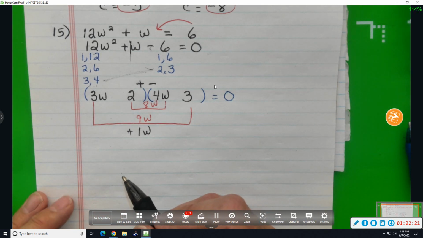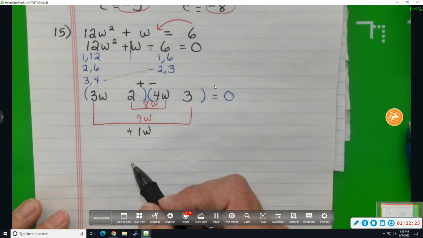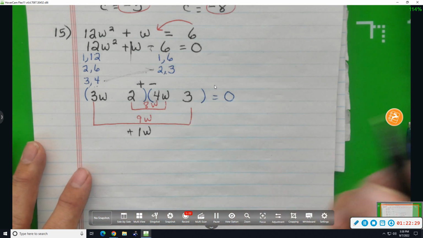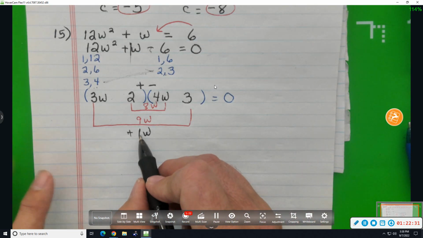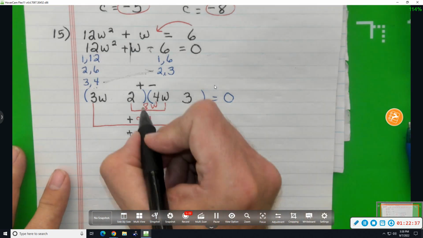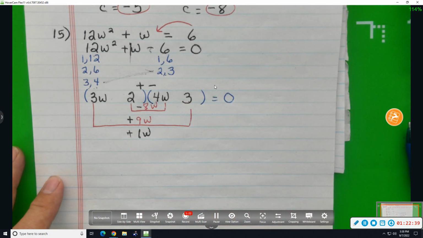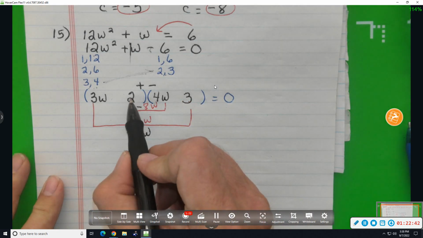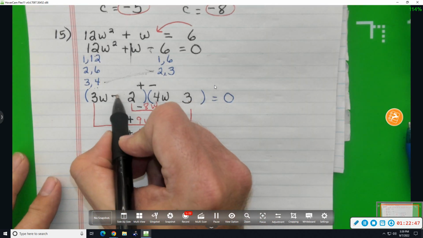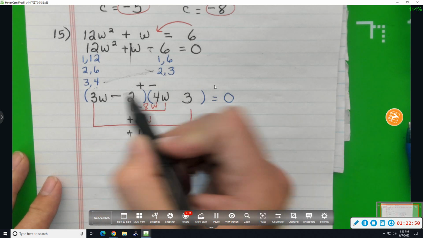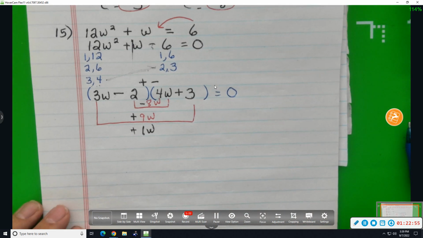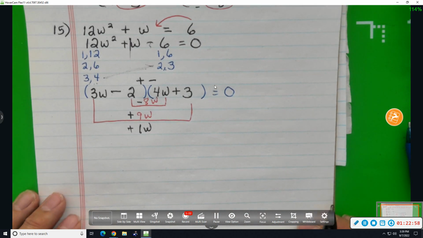Y'all following what I'm doing? Any questions? So the 9, is that what would need to be positive and what would need to be negative in order to get a 1W? I would make the 9 positive, the 8 negative. So in front of the 2, what am I going to write? Plus or minus? Is that a minus and a plus in front of the 3? Look at that factorization. Any questions there?